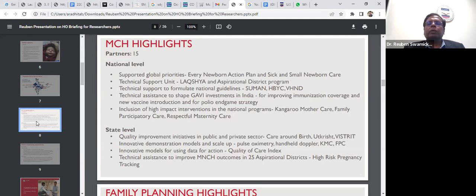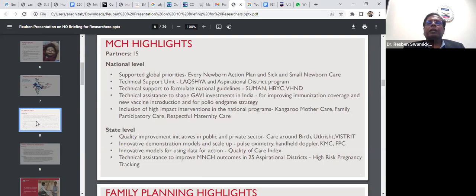So you have care around birth. There's something called Utkrist, which is a DIB, a Development Impact Bond, and Vistrit, another project. Innovative demonstration models and scale up. A lot of it in COVID. So pulse oximetry, handheld Dopplers, kangaroo mother care, etc.